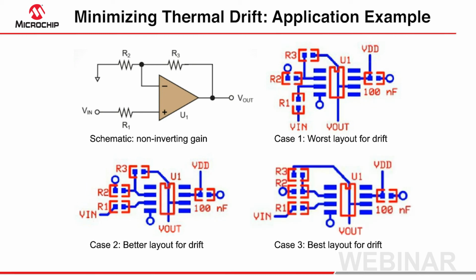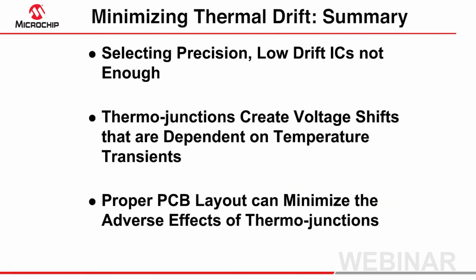In this third layout example, R3 is rotated 180 degrees and is now in vertical alignment with the other two resistors. This helps to minimize the thermal junction effects in the X direction. When it comes to precision analog design, a designer must consider all aspects of the circuit, not just the integrated circuits, but the passive components and how they will interact with the environment.